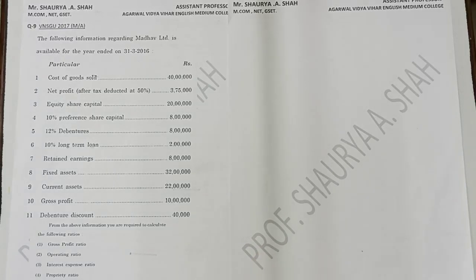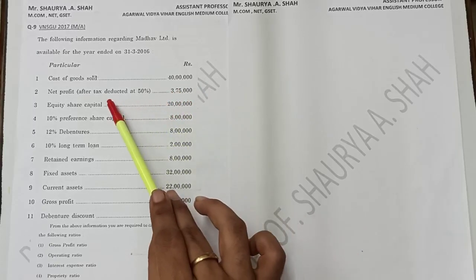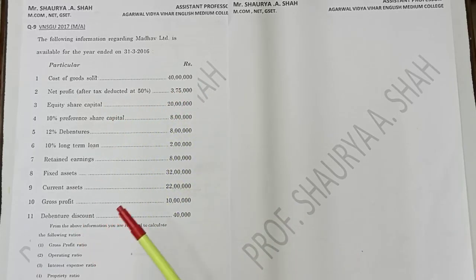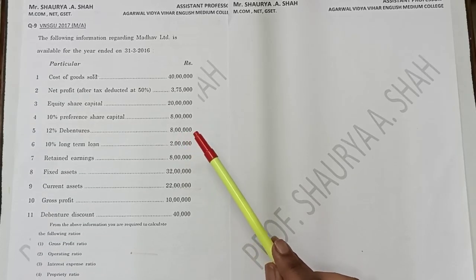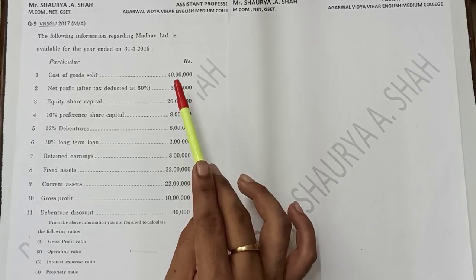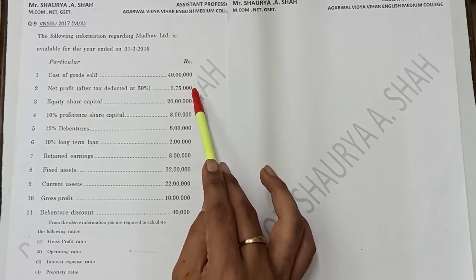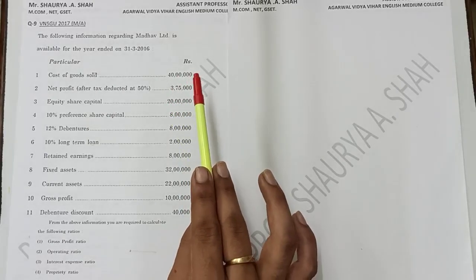First we will discuss the sum, then we will start with the actual sum solving. The very first thing, students, given here is your cost of goods sold. As you can see in the question, cost of goods sold is given as 40 lakh. Next, net profit after tax is given, deducted at 50%. So immediately your mind should start working that if net profit after tax at 50% is given, before tax it should be double. That is 375 plus 375, that means 7,50,000. Net profit before tax should be there.